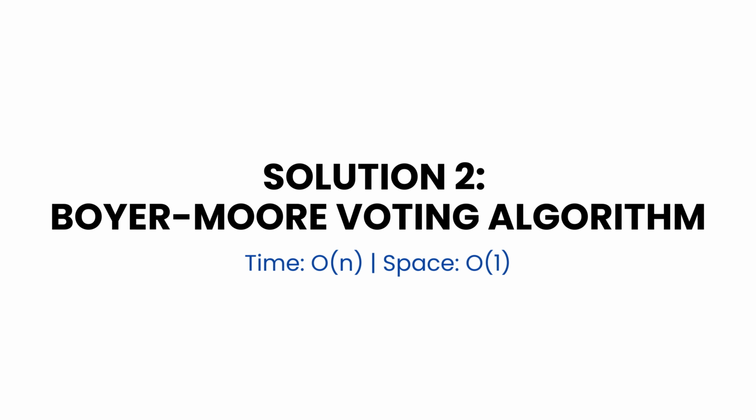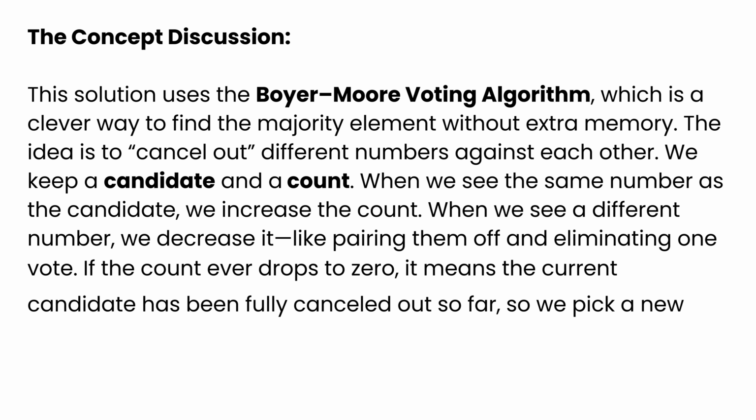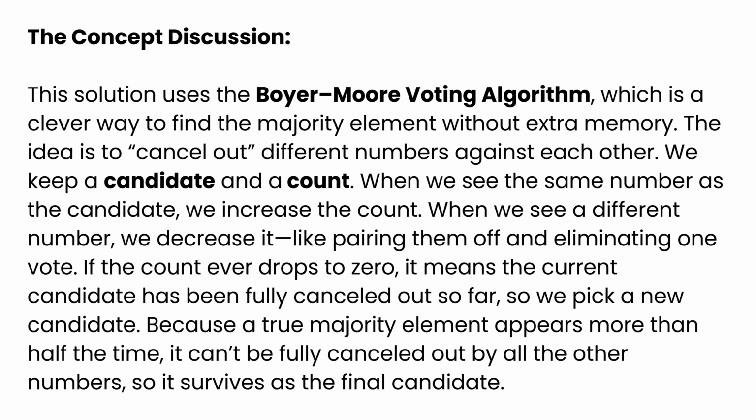Time complexity is O(n). Space complexity is O(1). This solution uses the Boyer-Moore voting algorithm. It is a clever way to find the majority element without extra memory. The idea is to cancel out different numbers against each other. We keep a candidate and a count. When we see the same number as the candidate, we increase the count.